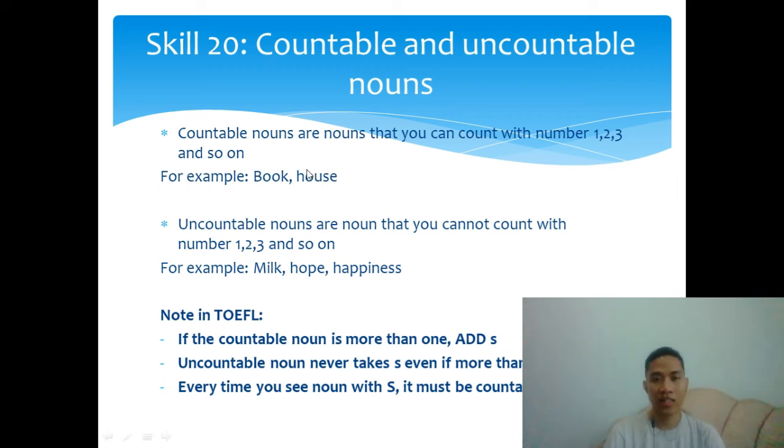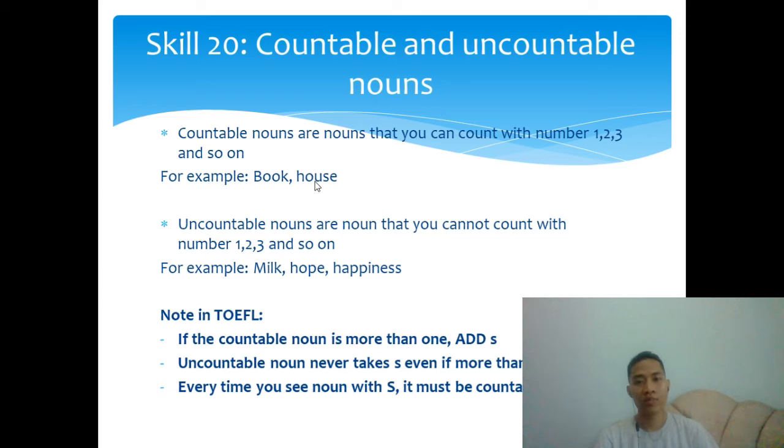Let's look at the example here. Book and house. Can you say one book? Can you say one house? Can you say two books, two houses? Yes, you can. It means that book and house belong to countable nouns. Let me give you another example. How about university? Can you say one university, two universities, three universities? Yes, you can say that. It means that university is a countable noun.